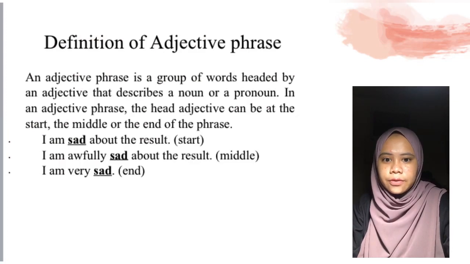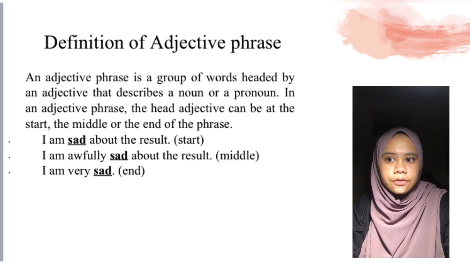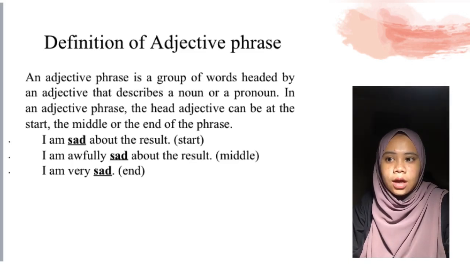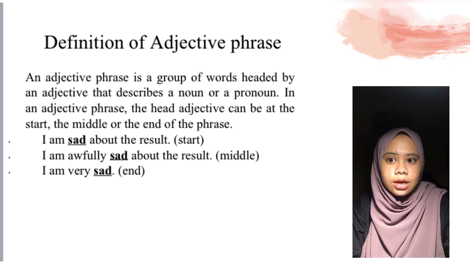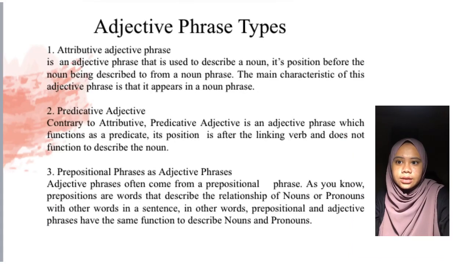Definition of adjective phrase. An adjective phrase is a group of words headed by an adjective that describes a noun or pronoun. In an adjective phrase, the head adjective can be at the start, the middle, or the end of the phrase. Adjective phrase types.